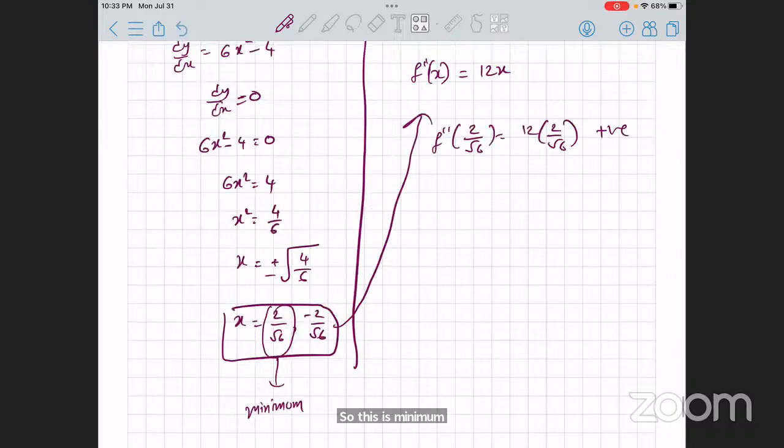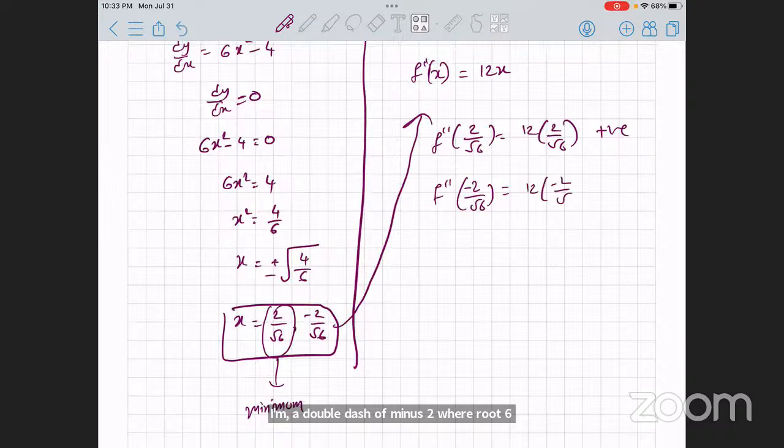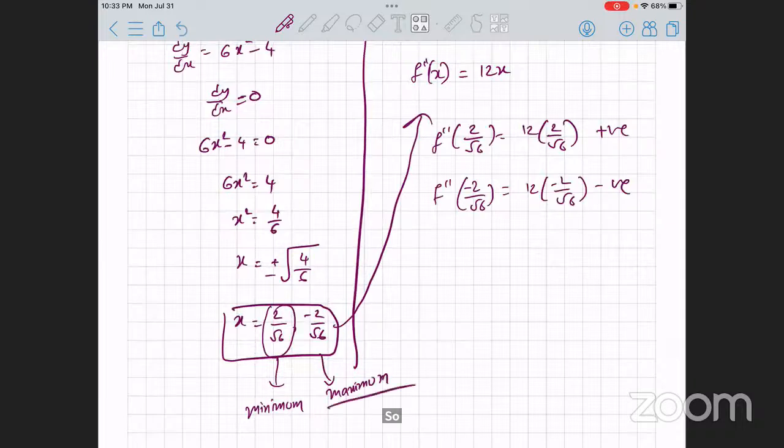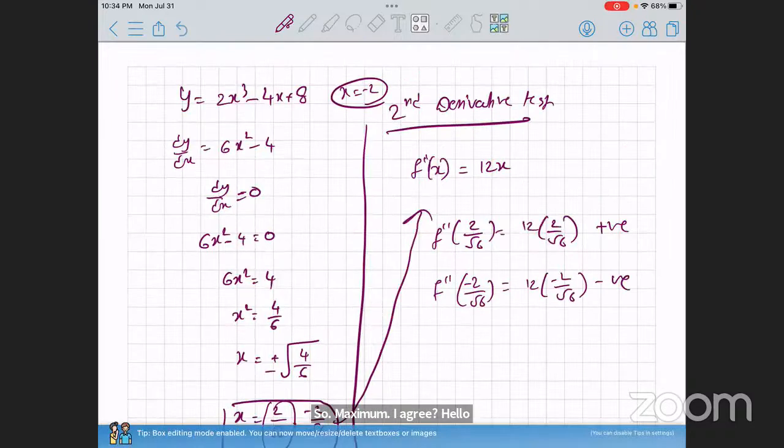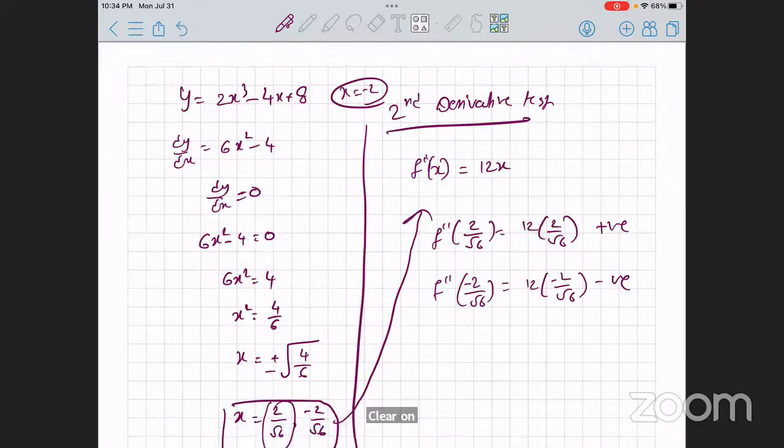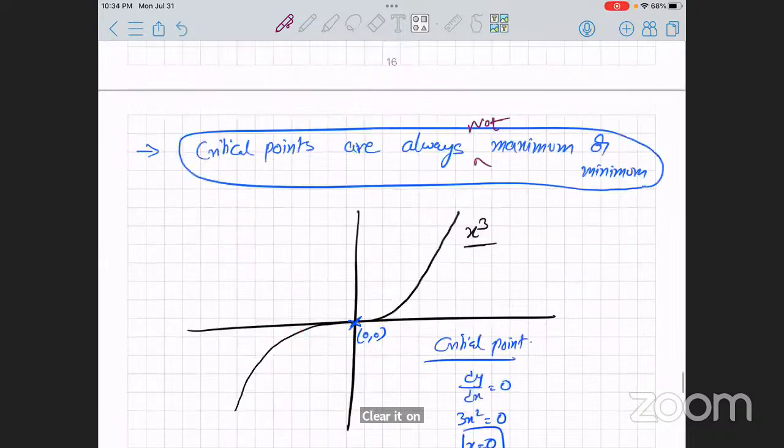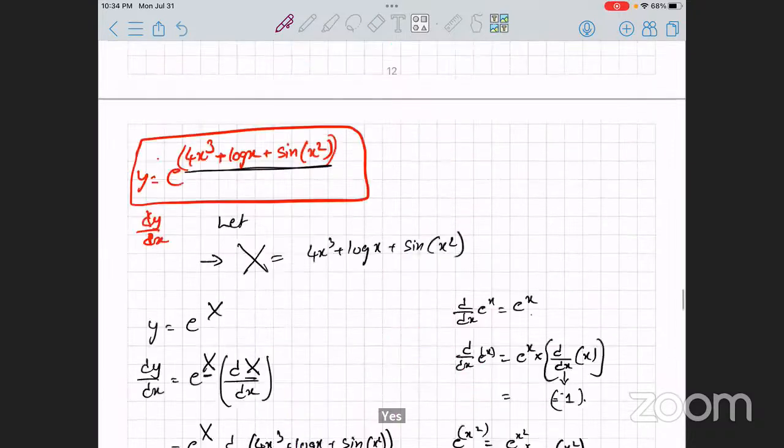And coming to f double dash of minus 2 by root 6: 12 into minus 2 by root 6 is negative. So maximum. Agree? Did you get this? Clear, everyone? Yes, sir. This is how we will find the maximum and minimum.